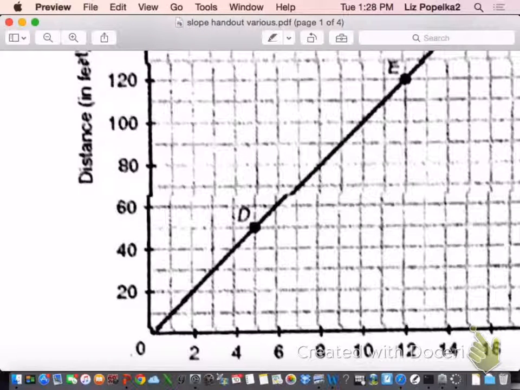So if I'm not mistaken, this should be the very first problem on your handout that says explain what the slope represents in each situation.